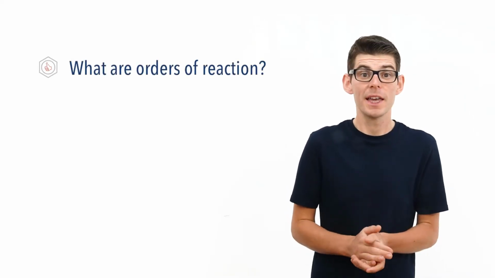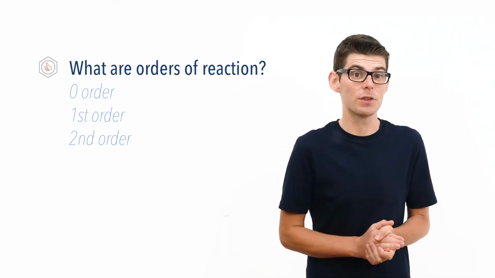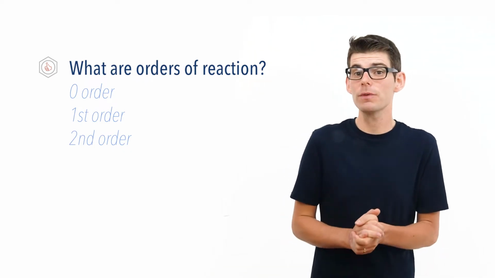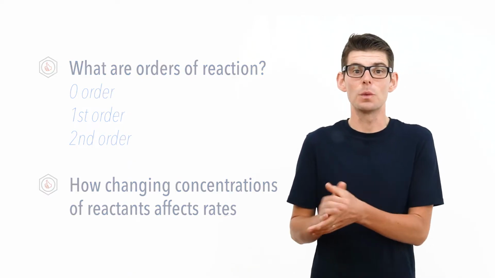In this video, we're going to look at orders of reaction. We're going to talk about what orders of reactions actually are, including 0, first and second order with respect to a particular reagent, and how changing the concentrations of reactants can alter the rate of a reaction in different ways.